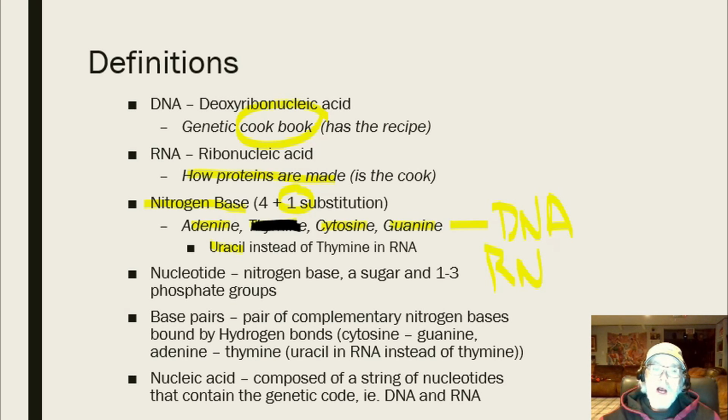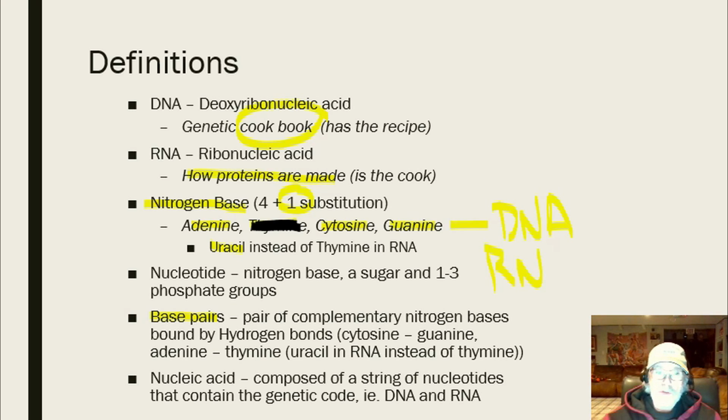Okay, nucleotide is another definition. A nucleotide is one of these nitrogen bases: adenine, thymine, cytosine, guanine, a sugar, and 1 to 3 phosphate groups. We'll talk a little bit more about that as time goes on. Now, this is a really important concept here, and it's fundamental. It's vital: base pairs. Base pairs are a pair of complementary nitrogen bases.